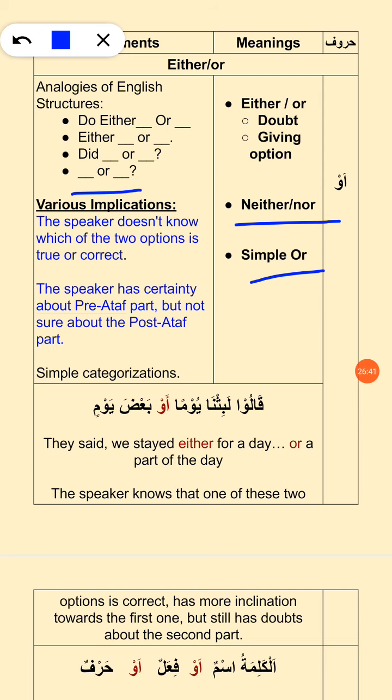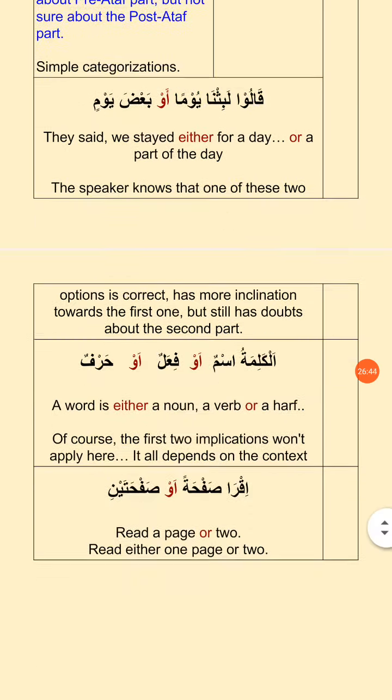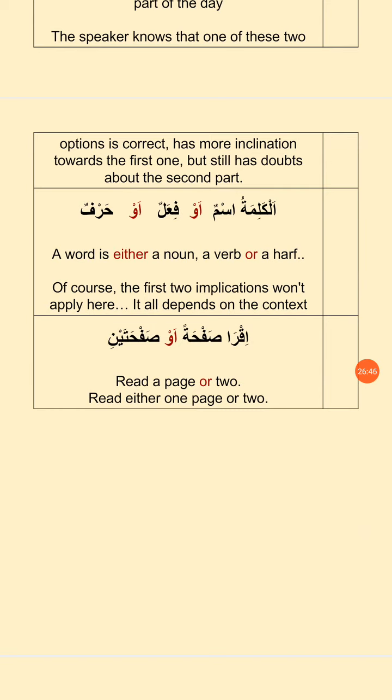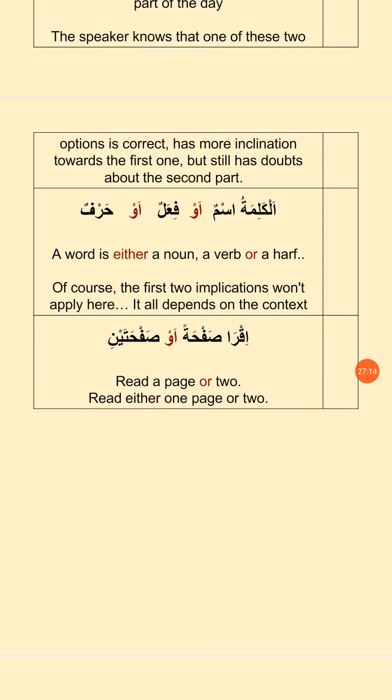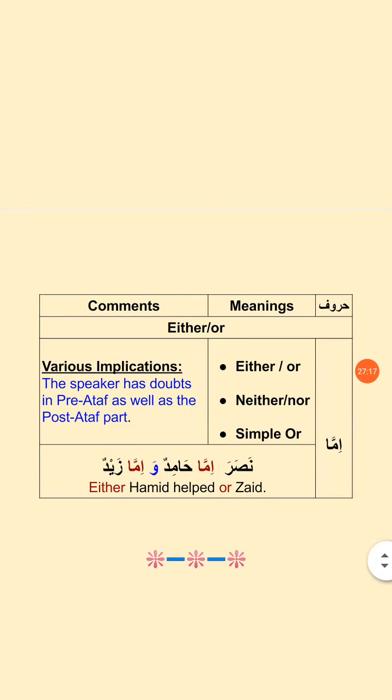Now this "aw" is also used for simple classification. For example, "al-kalimatu ismun aw fi'lun aw harfun": a word is either a noun, a verb, or a harf. Now, the implications that I mentioned in blue are not going to be applicable over here. So it all depends on the context, as I keep saying in almost every lesson. And here you're giving the person an option: read a page or two, safataini, two pages.